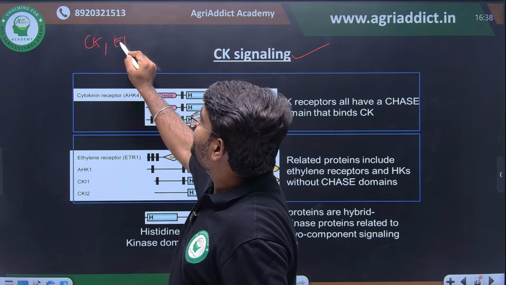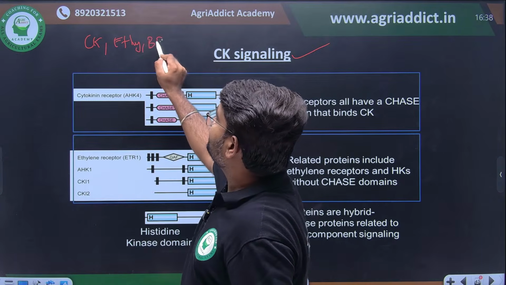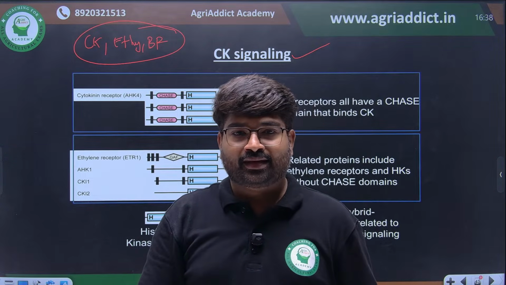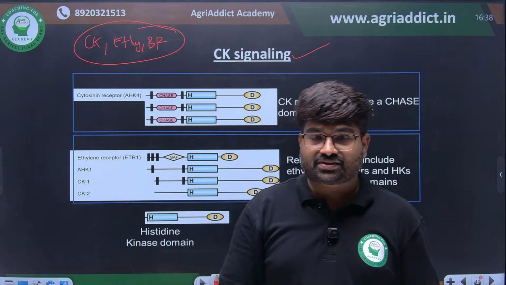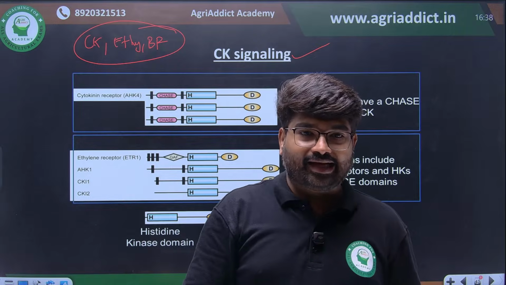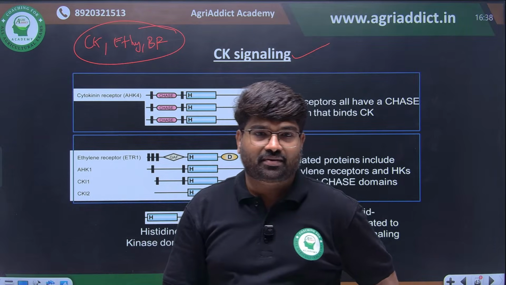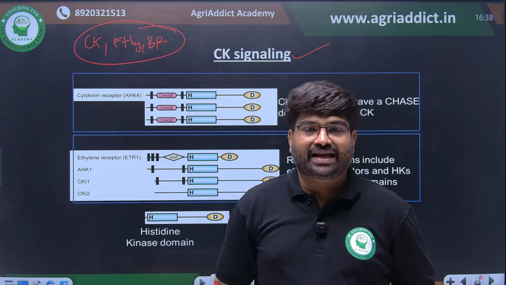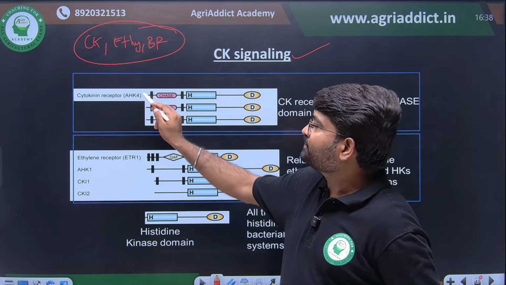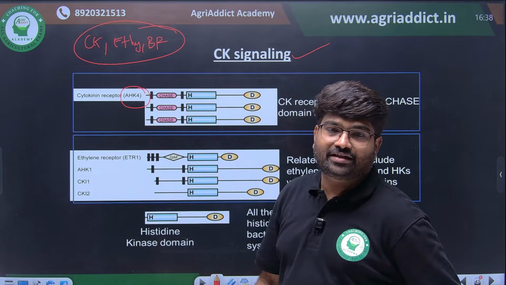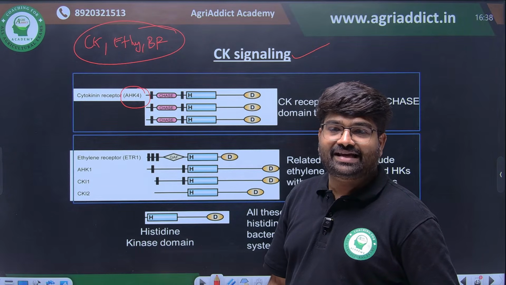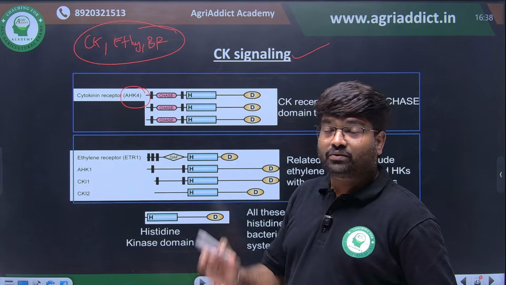Cytokinin, ethylene and brassinosteroid: these three have membrane-bound receptors. Cytokinin has a plasma membrane-bound receptor, ethylene has ER membrane-bound receptors, and brassinosteroid also has a plasma membrane-bound receptor. The receptors for cytokinin are AHK2, AHK3 and AHK4, that means Arabidopsis histidine kinase 2, 3 and 4. You just have to remember this.